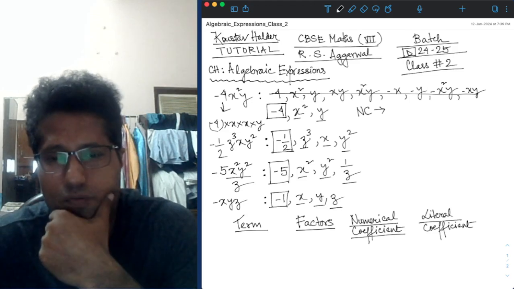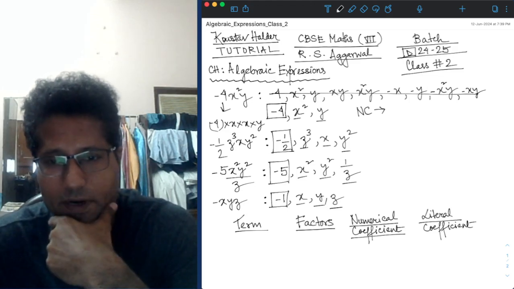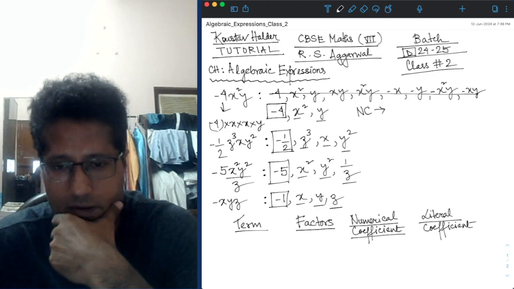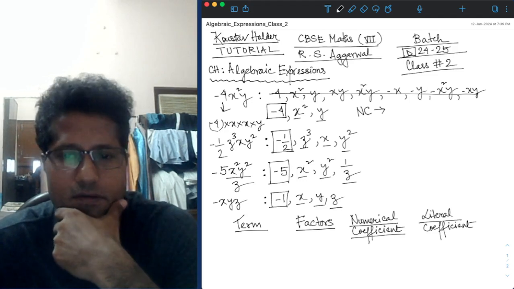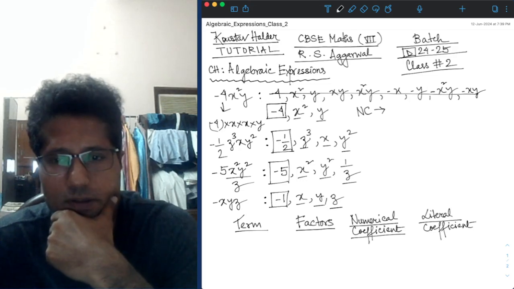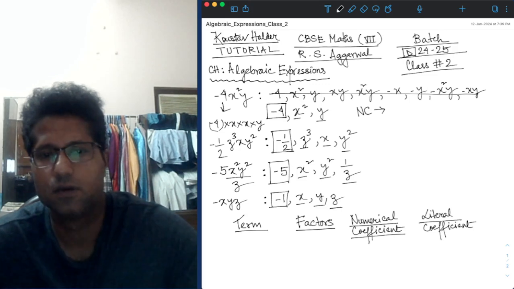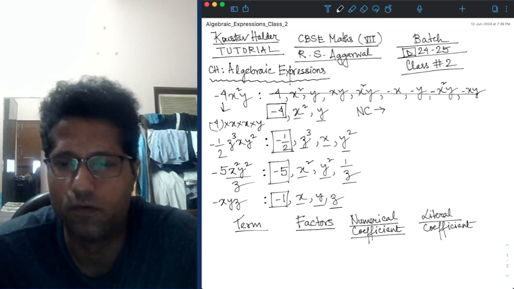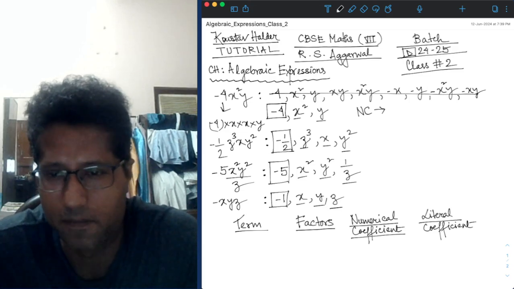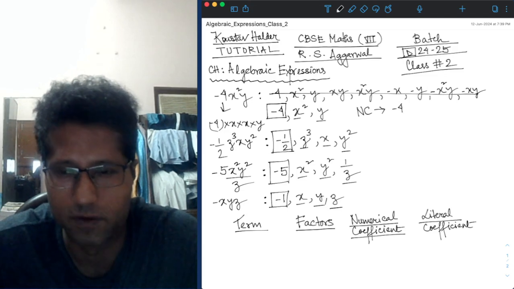the numerical factor. Every term will have only one numerical factor and one or more literal factors. So the numerical factor of a term is known as its numerical coefficient or coefficient. For the first term, the numerical coefficient or the coefficient of the term is minus 4.